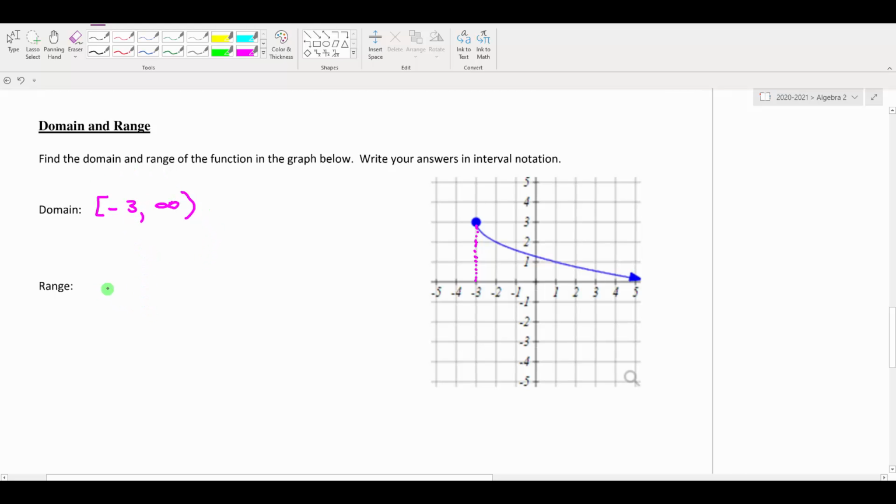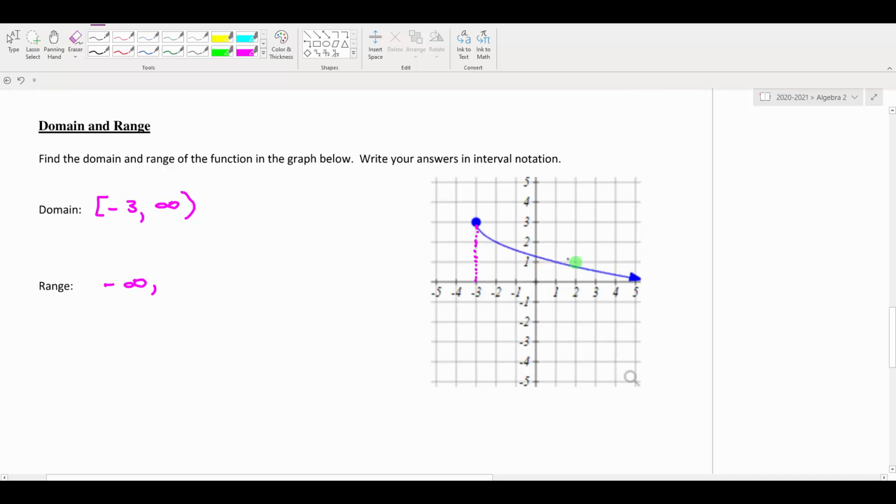Now the range, right? So we're looking at range here. Remember, range is low to high, and it has to go in that order, low to high, right? So how low does it go? So if I were riding my roller coaster down, and the arrow tells me, well, this is never going to stop going down, right? So we're going to go to negative infinity. That's as low as it'll go.